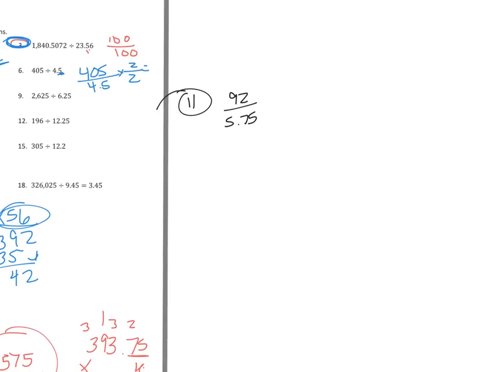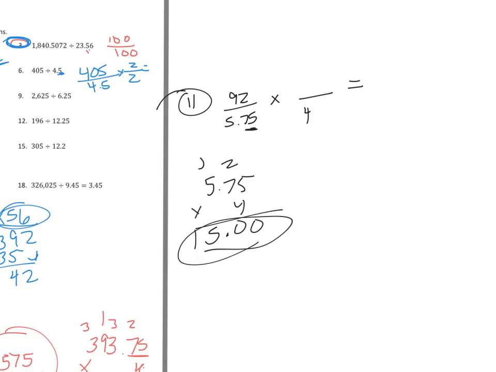Now, how do I get 75 hundredths to a whole number? Well, I saw it down below. If I do it by 4, that will work. And I'll show you what I mean. And I actually get 15. So 15 when I do this. And then I have to multiply the top by 4.